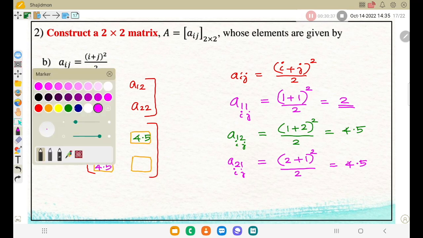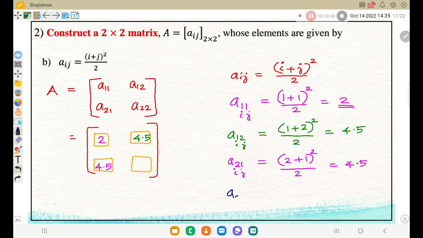Now the last number here, A22 equals, okay, i number is 2, j number is 2, correct? So we can write i plus j means (2 plus 2) power 2 divided by 2. So 2 plus 2 means 4, 4 power 2 means 16, 16 divided by 2 means 8. So the fourth number we will get is 8. So this is the 2 by 2 matrix, okay. Hope you understood this question.